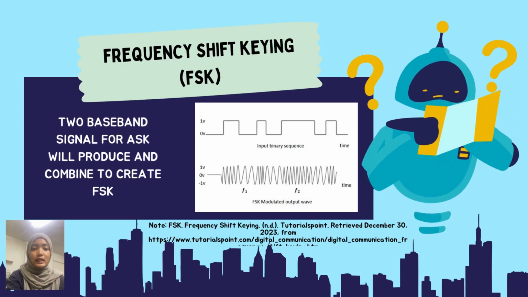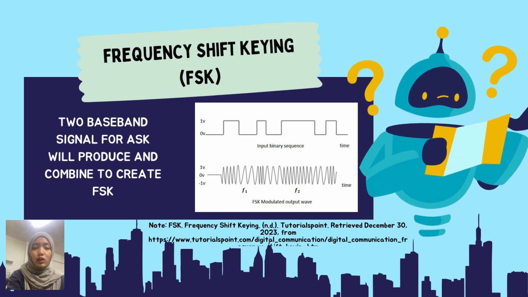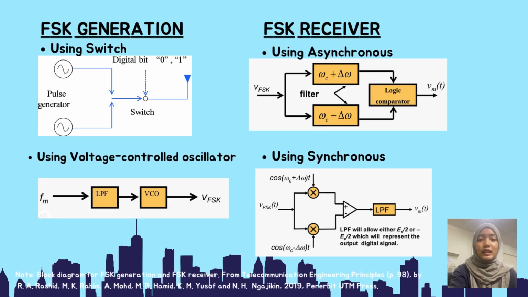Next is frequency shift keying. FSK is a combination of two baseband signals of amplitude shift keying. An FSK signal can be generated by using a switch that can function to provide a different signal frequency. If the switch is closed, the carrier frequency FC2 will operate, and if the switch is open, FC1 will function. The open and closed switch values will result in two different frequency signals.